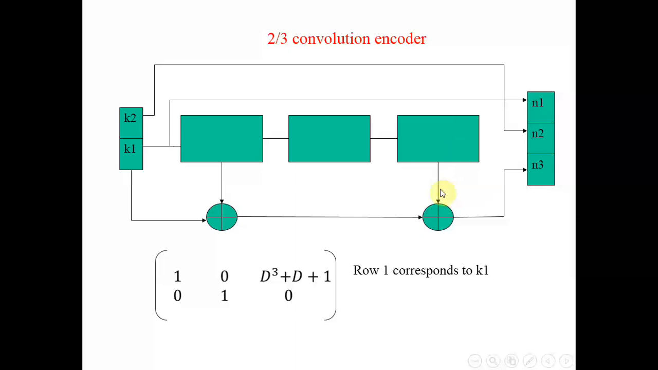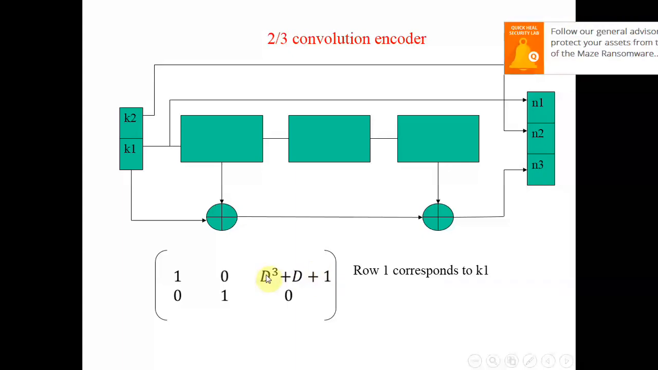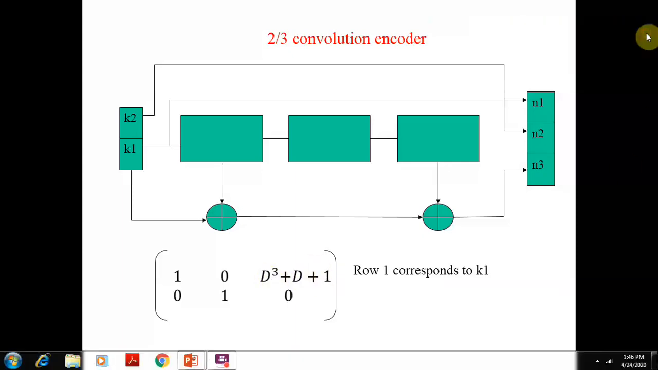So total 3 delay. So this is D cube plus D plus 1. So K1 to N3 is 1 plus D cube, right? Similarly, now you refer K2 to N1. There is no K2 to N1 connection, so it is 0. Now K2 to N2, it's a direct connection, which is 1, and there is again no connection from K2 to N3. So K2 to N3 is 0.